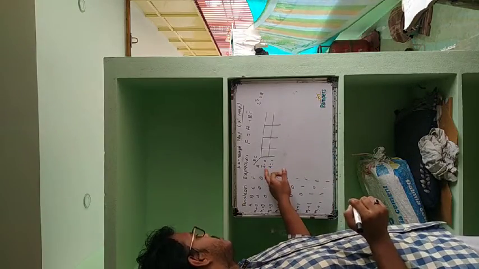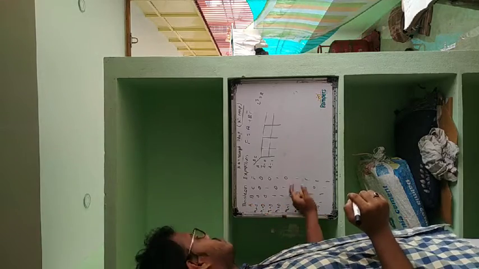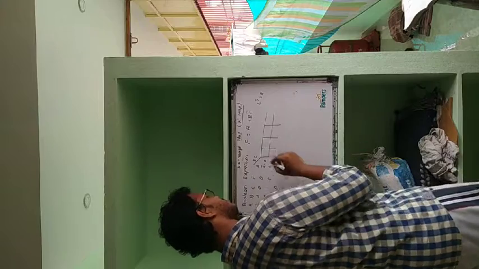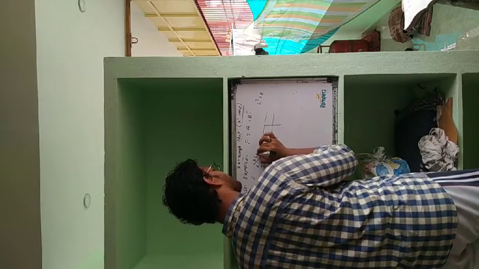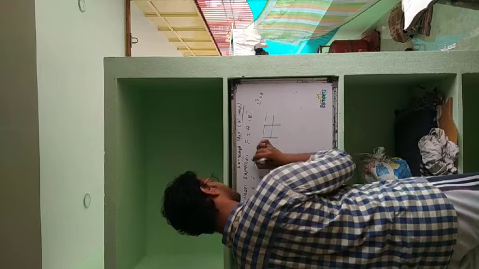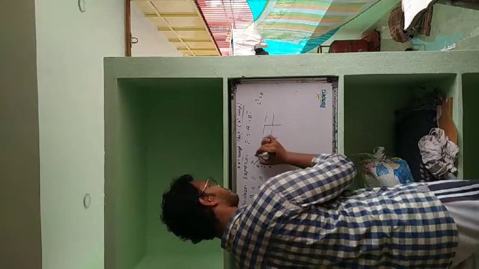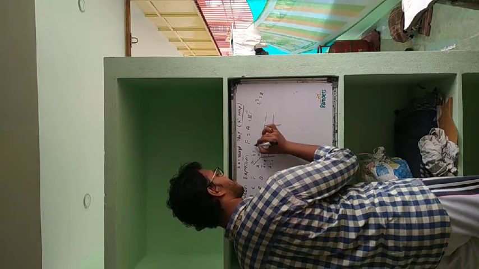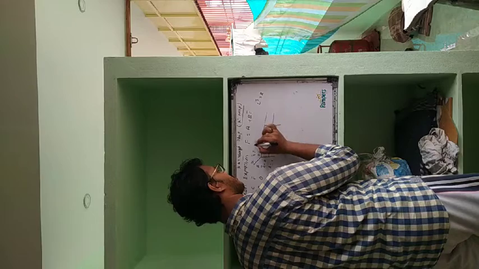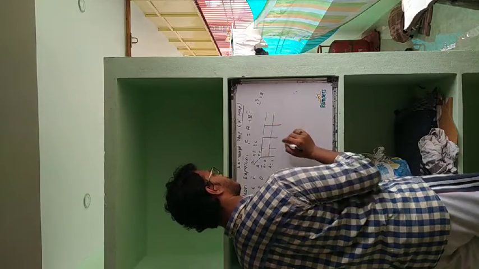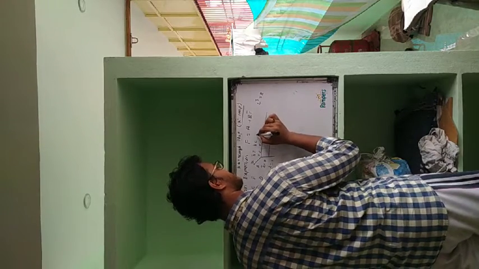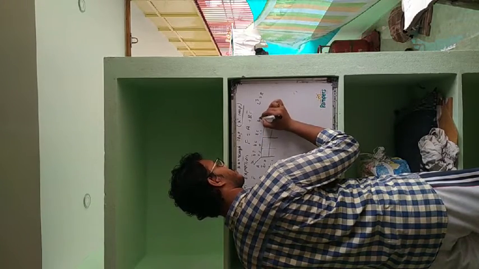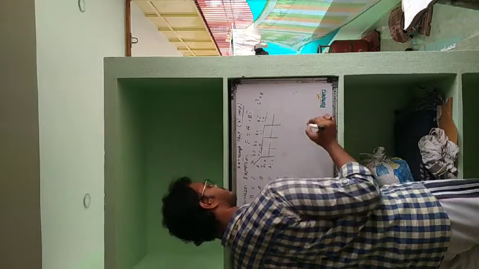So A is changing from 0 to 1. So the next one is here, BC. Means 0 0, 0 1, 1 1, 1 0.